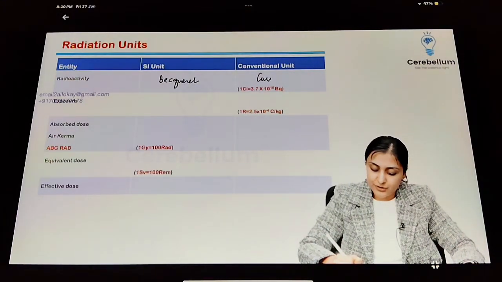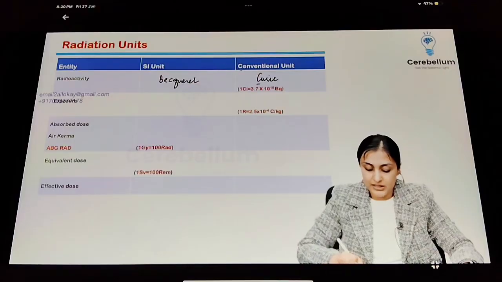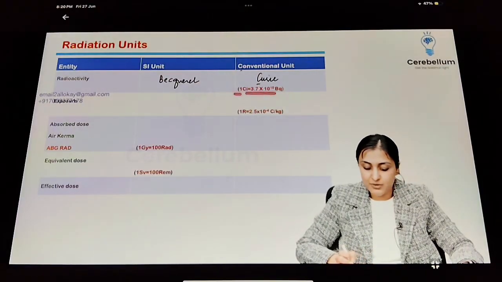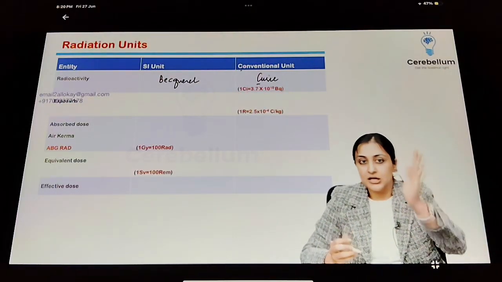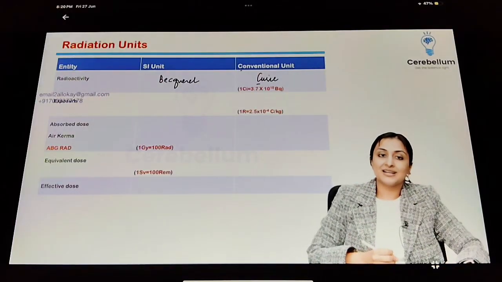C for conventional, C for Curie. Curie is the conventional unit. The relation, no need to remember, but 1 Curie is 3.7 into 10 raised to 10 Becquerels, forget it. Coming on to others. Now we are talking about radiation per se.